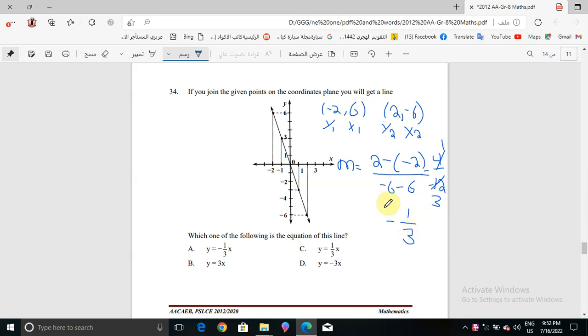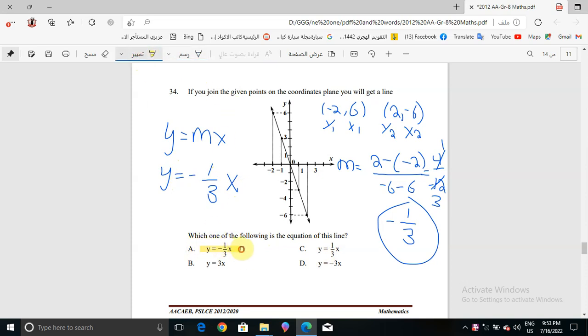So that means y is equal to mx, and in place of m we'll put negative 1 over 3. So that means y is equal to negative 1 over 3x. That means choice A is the correct answer.